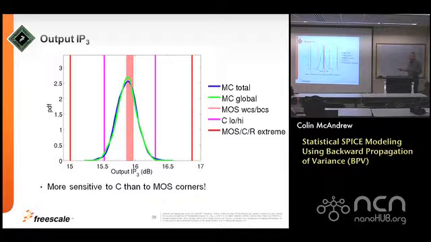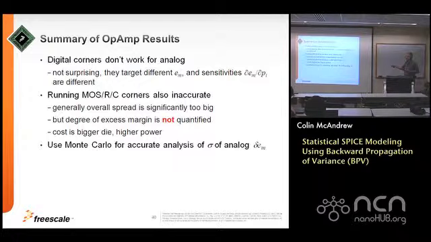So the takeaways from this really are that digital corners don't work for analog, okay? And as I said, it's not surprising because the sensitivities vary for everything that you look at, for every geometry, for every bias. So they shouldn't work, and they don't. Running the MOS RC corners is also inaccurate.